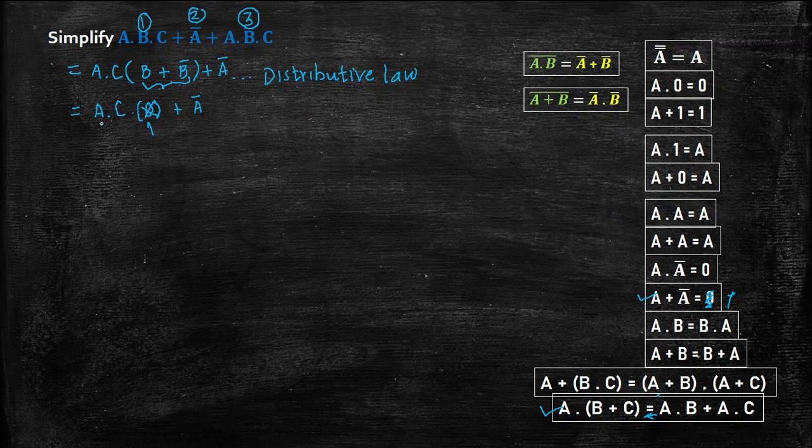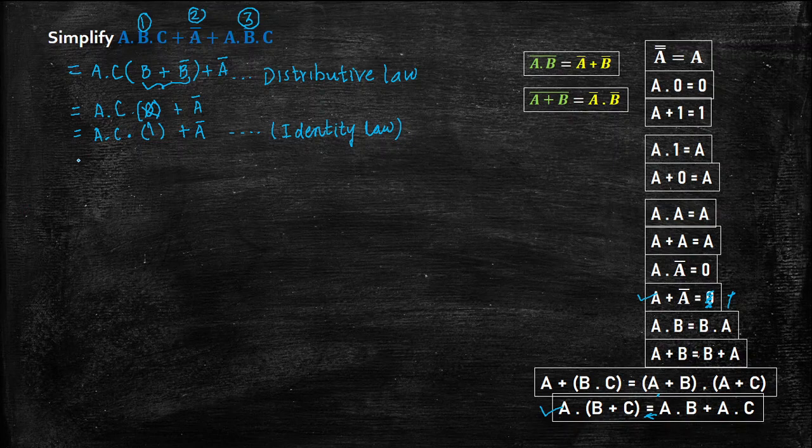Okay, so A dot C dot A dot 1, right? This should be the term. Let me rewrite it properly. So it should be A dot C dot 1 plus A complement. This is what you're going to get, and the reason for this is the identity law.